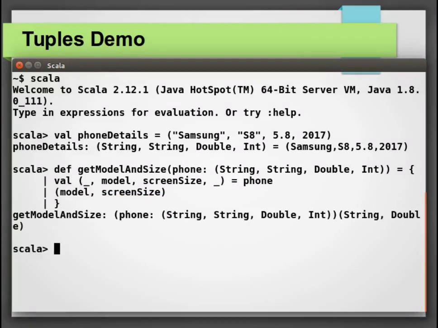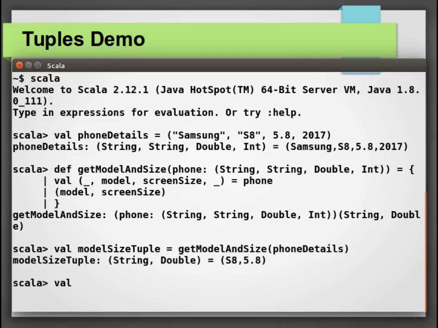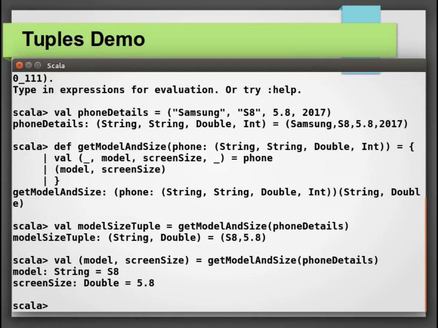When we call the method getModelAndSize, either we can assign the result to a tuple, modelAndSizeTuple, or we can choose to assign it to individual vals, model and screenSize. And that way it would be cleaner.